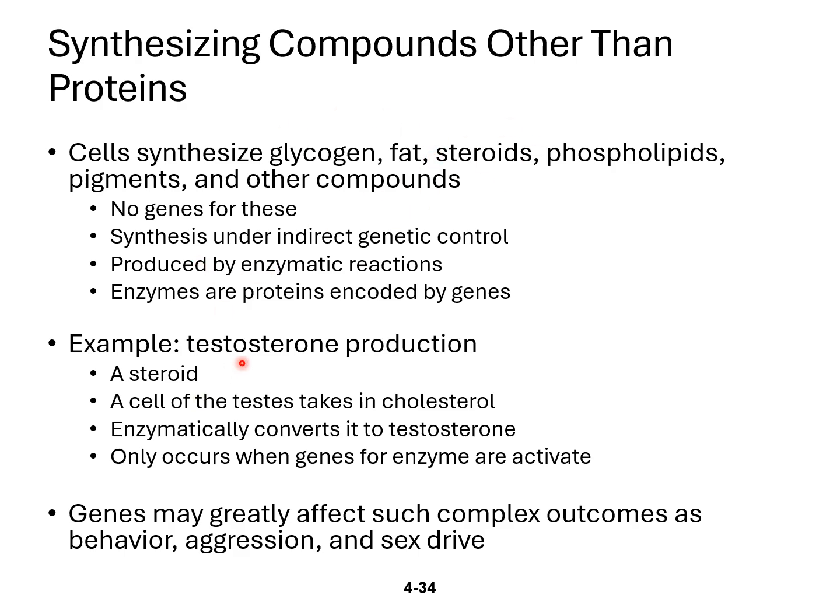An example: testosterone is a steroid. A cell of the testes takes in cholesterol and enzymatically converts it to testosterone. This only occurs when genes for the enzymes are active. So it might seem like DNA only codes for RNA, and RNA only makes proteins, but those proteins are able to make every single thing our body needs. That's why they're so important.